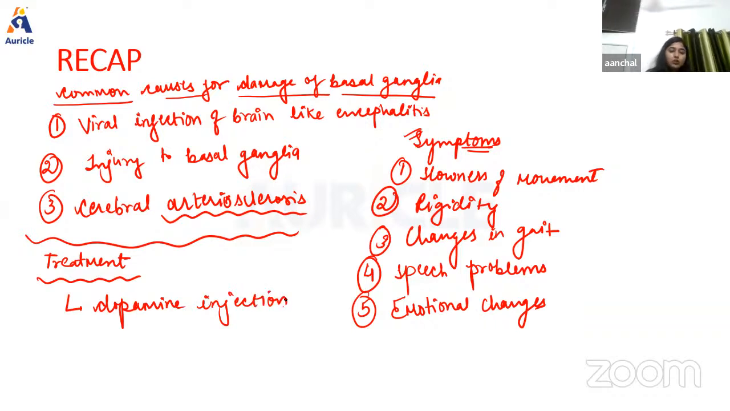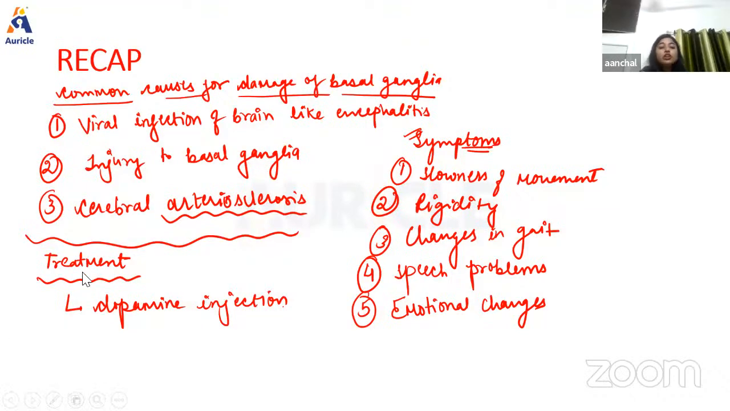Okay, but as we know, dopamine does not cross the blood-brain barrier. So another substance, known as L-DOPA, can cross the blood-brain barrier. So it should be injected, and whenever it reaches the brain after crossing the blood-brain barrier, it will again get converted into dopamine. Okay, so this is all about Parkinson's.